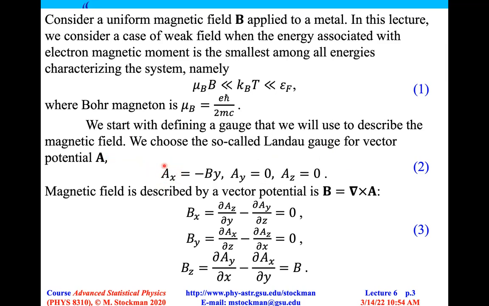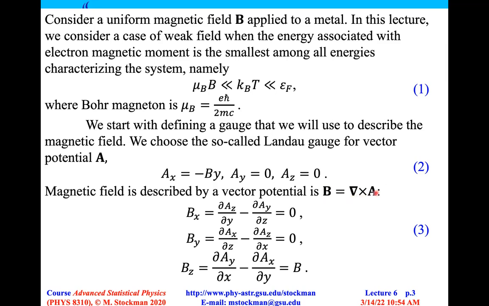Only one component of the vector potential, the x component, is not 0, it is minus By. B is the field, y is the coordinate. While the two other components, y and z, are equal to 0. Let us convince ourselves that the magnetic field described by this potential is what we want. A uniform field, it will be in the z direction. So the field is related to the stationary vector potential by this expression.